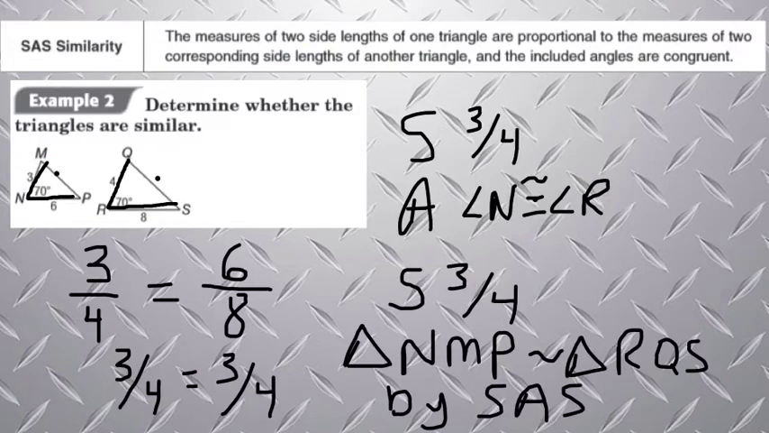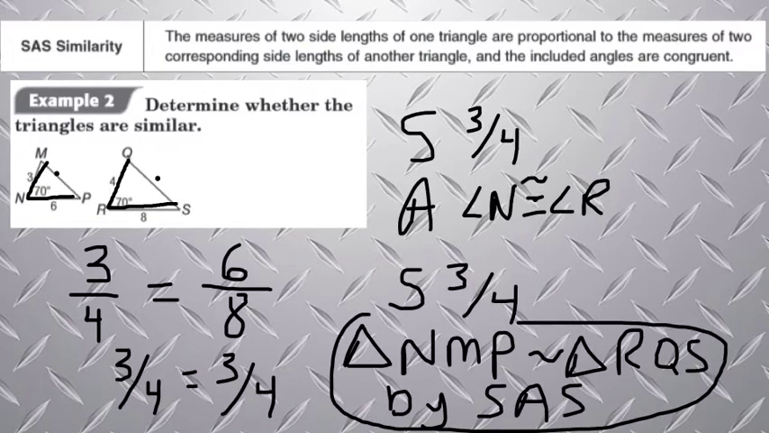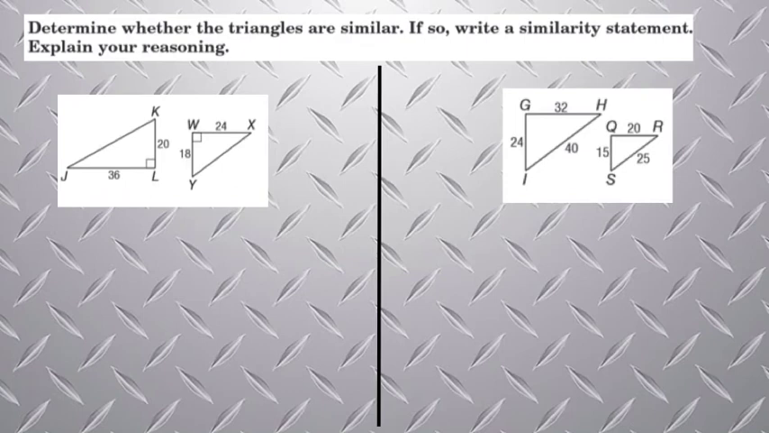Okay, and again, all we're looking for is two scale factors to be the same, and right inside those two sides where they meet, those angles need to be exactly the same. And in this one, they're both 70. Okay, so we're going to try an example with some of these.